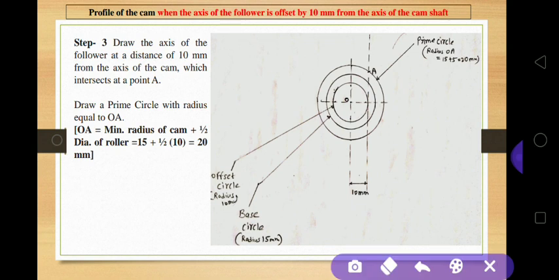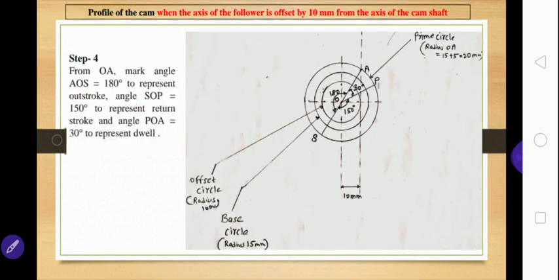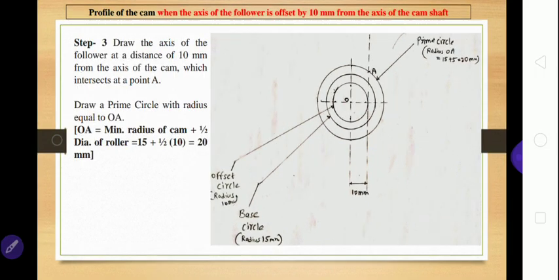So here, this offset line, which is not passing through the axis of the cam, is offset by a distance of 10. It is cutting the prime circle at point A.